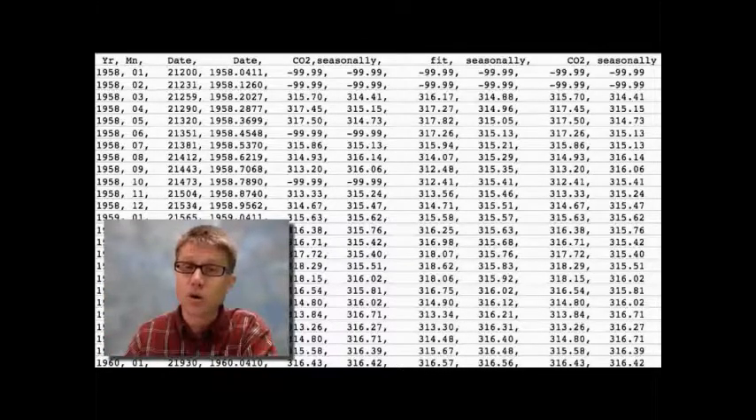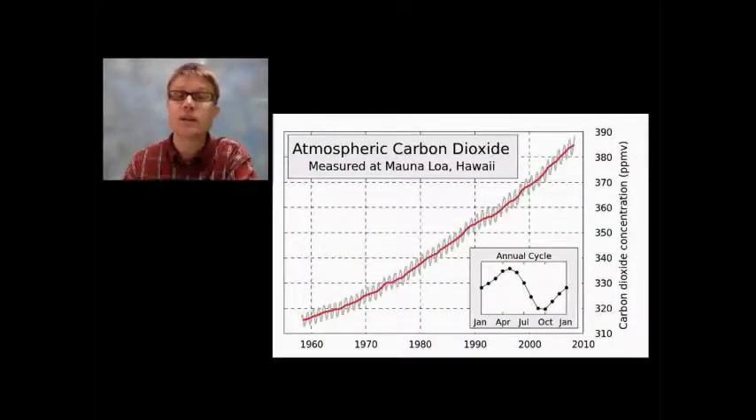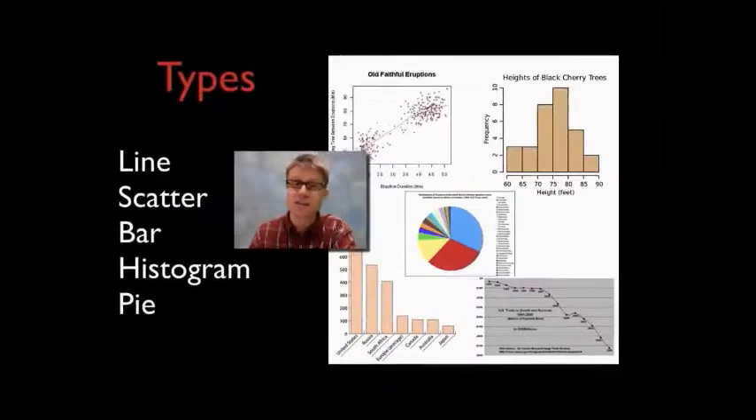But if I were to show you all the data that Mr. Keeling collected, we would find the Keeling Curve. And this is one of the most famous graphs in all of science. It's basically showing increasing levels of carbon dioxide. You see annual cycling of carbon dioxide. And this is very important because it's tied to global warming. And so when we can see the data, we can make sense of the data.